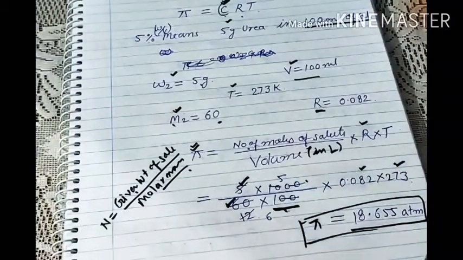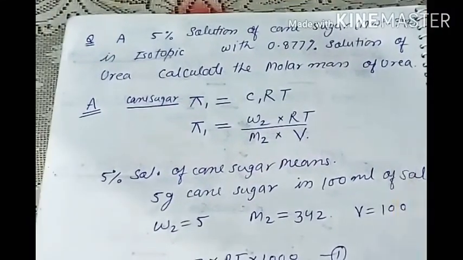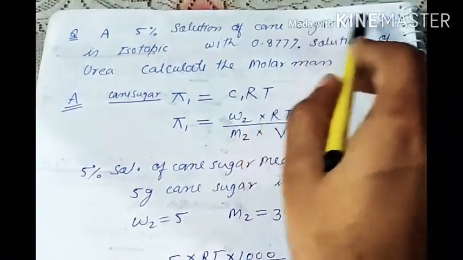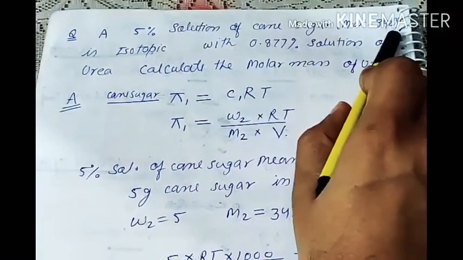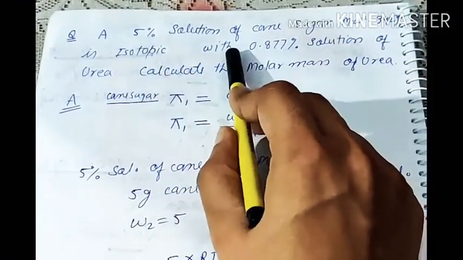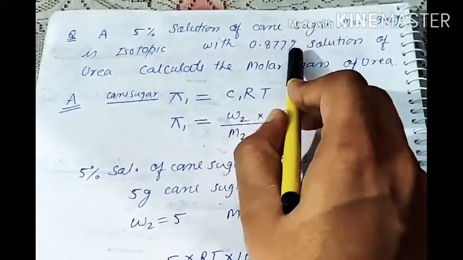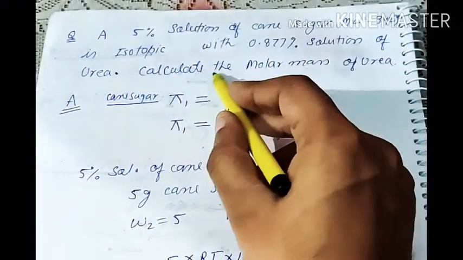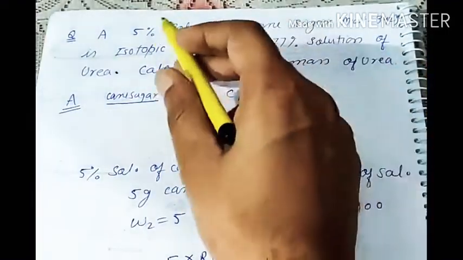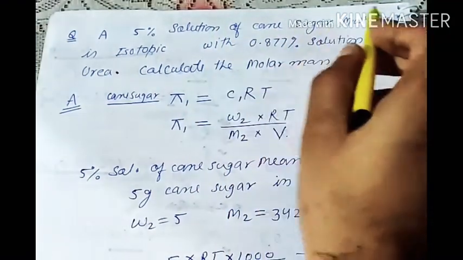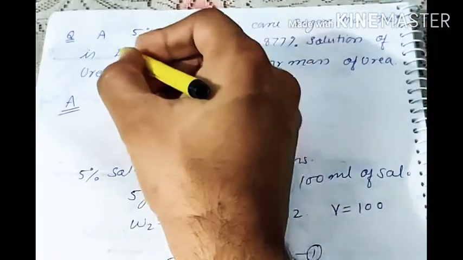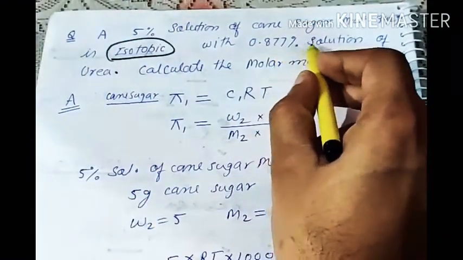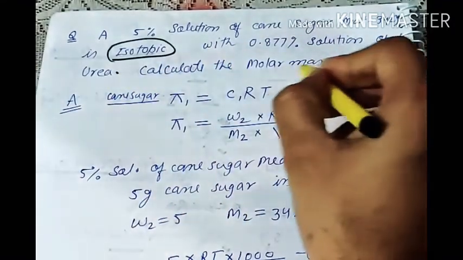Now we'll move on to the other numerical. The next numerical is: a 5% solution of cane sugar, molar mass is also given, 342, is isotonic with 0.877% solution of urea. Calculate the molar mass of urea.